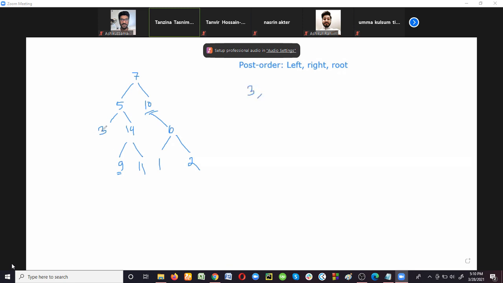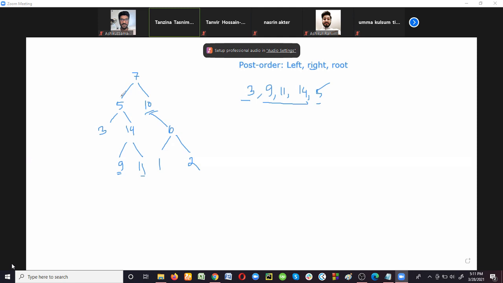After traversing the left child, now we can take the right side of that root node 5. 14 is the right child, but it's a root node, so we can't take 14 now. At first its left child should be taken, so 9 is the left child, and then the right child, 11. Then we can take the root node 14. After traversing the right subtree of root node 5, then we can take 5. For root node 5, 3 was the left child, we traverse that first, then the right subtree, and then the root node.